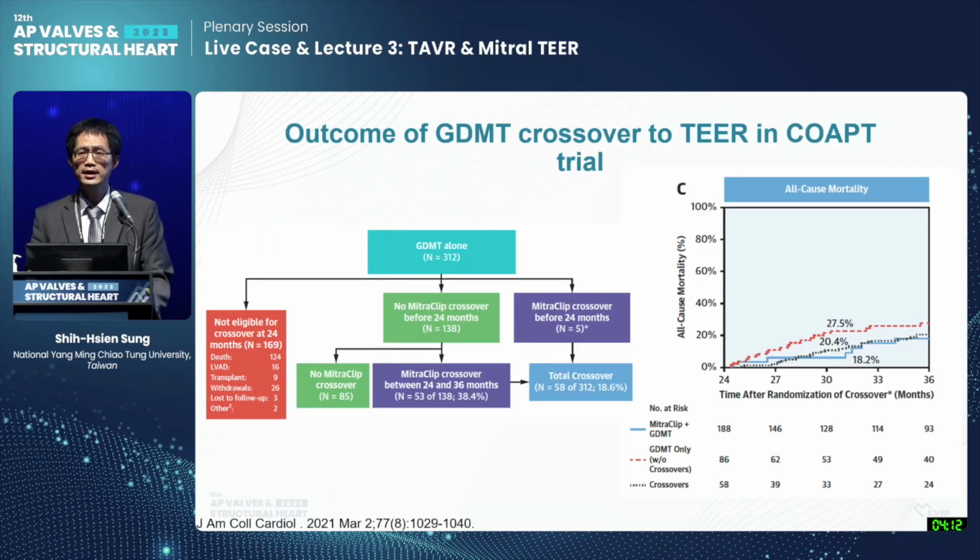Also in the COAPT study, patients originally randomized to the GDMT group could cross over, shown by the black dotted line on the right-hand side. You can see the crossover patients can also get a similar benefit as the MitraClip group. However, the truth is that more than 40% of them died within 2 years.